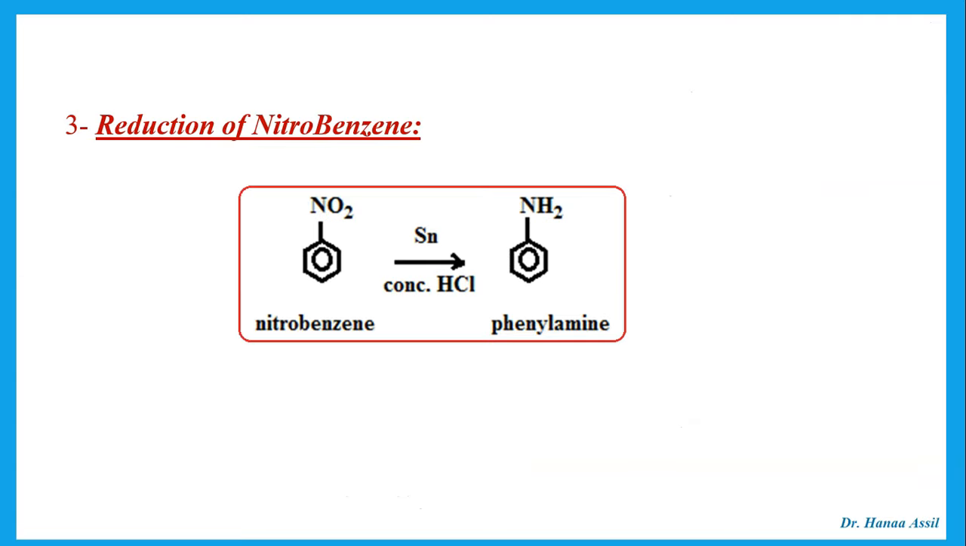Another method is reduction of nitrobenzene. So if I'm trying to make phenylamine from nitrobenzene, I do a reduction reaction using tin in the presence of concentrated HCl.